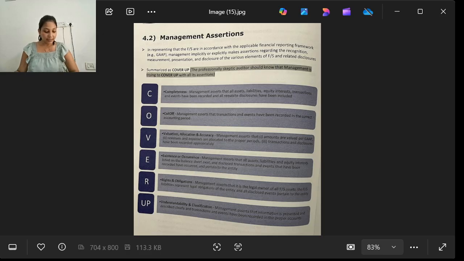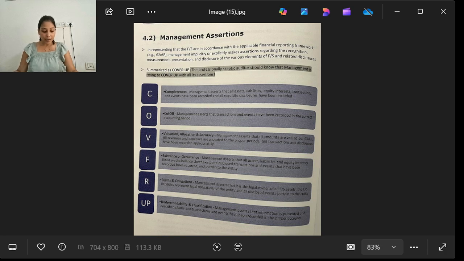Valuation, allocation and accuracy. Management asserts that amounts are valued as per GAAP. Revenues and expenses are allocated to the proper periods. Transactions and disclosures have been recorded appropriately. So these pertain to the valuation, allocation, and accuracy. They are properly valued, they are allocated in the correct transaction statement, and they are accurate.